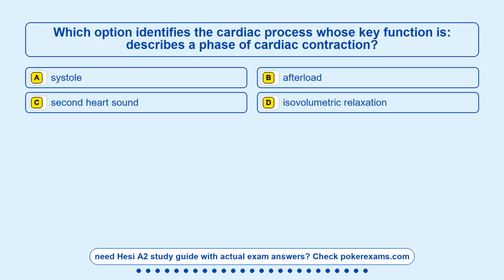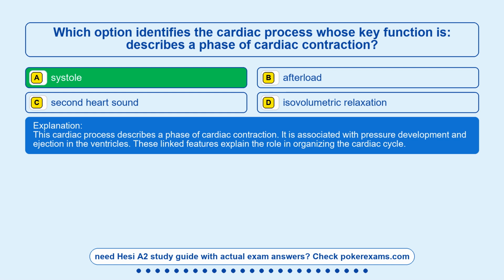Question 4. Which option identifies the cardiac process whose key function describes a phase of cardiac contraction? Option A, systole. Option B, afterload. Option C, second heart sound. Option D, isovolumetric relaxation. The correct answer is option A, systole.